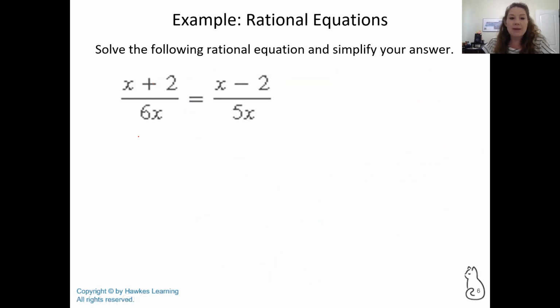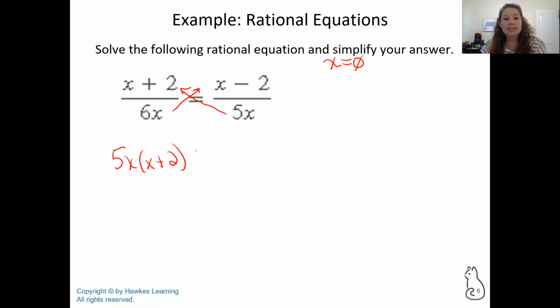All right, once again, we have a fraction equals a fraction. Now here, my only restriction is x is not allowed to be 0. That's the only restriction I have. So I'm going to cross multiply again: 5x times x plus 2 is equal to 6x times x minus 2. So I get 5x squared plus 10x equals 6x squared minus 12x.